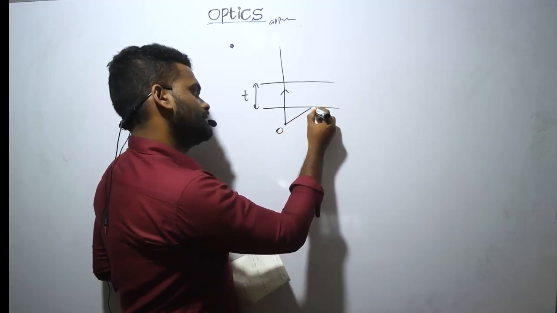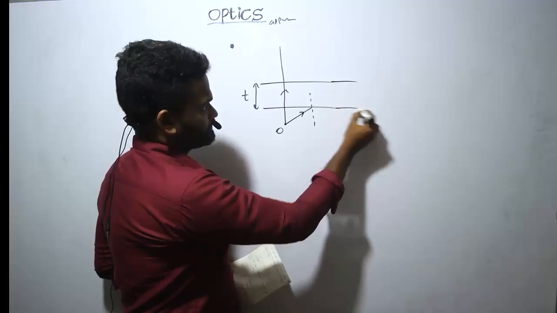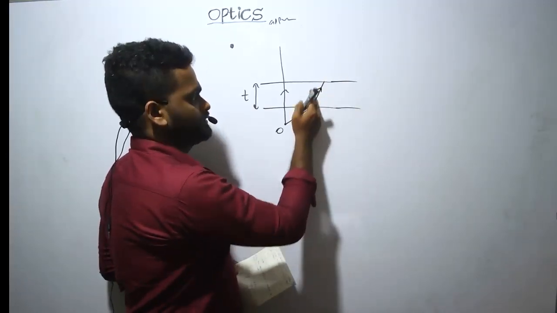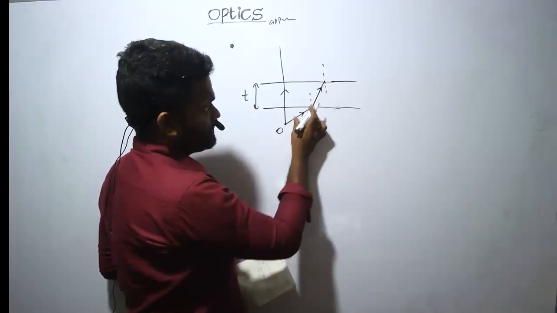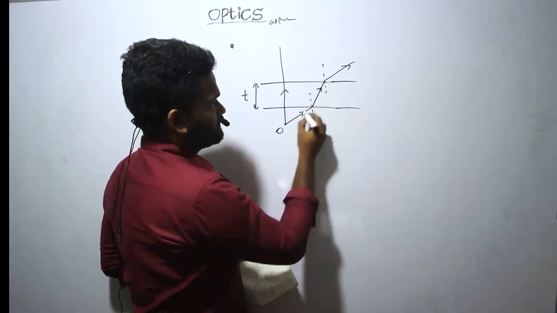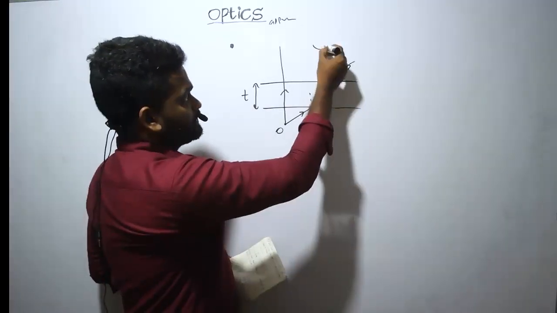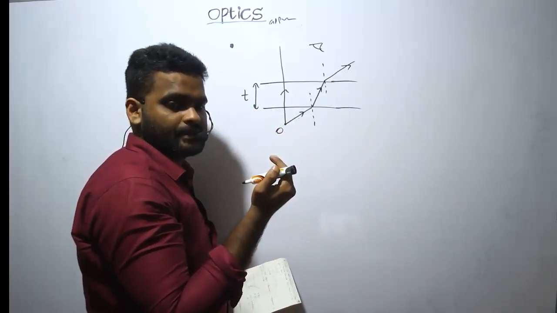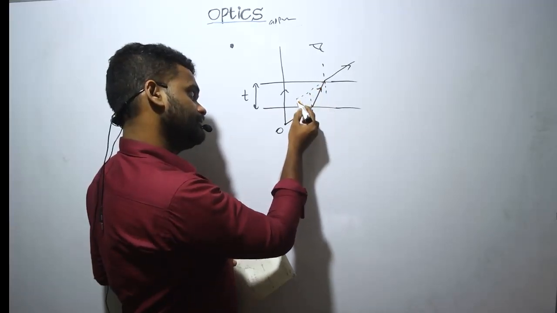Then this ray goes like this. Since it is glass, it bends towards the normal. Then again here it is air. You know that this ray and that ray are parallel. Earlier we learned that. This one and this one are parallel. So the final ray is what we always have to consider. That is what creates the image. Then we extend the final ray to here.